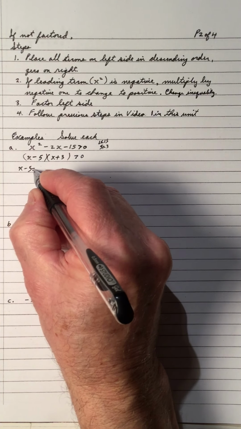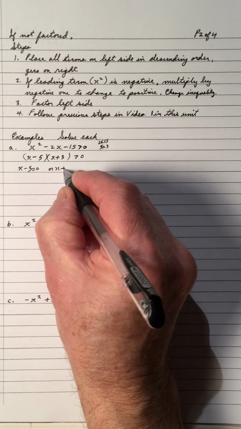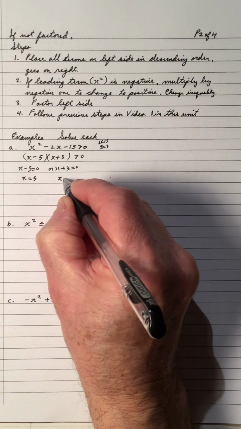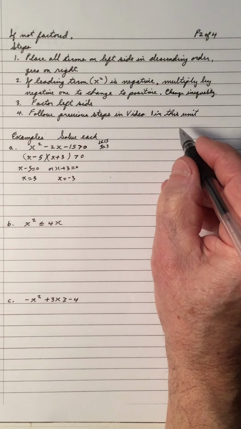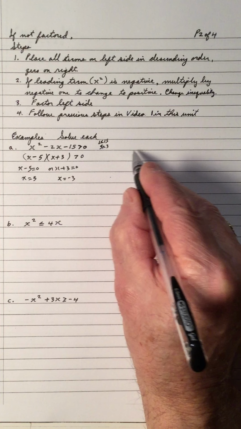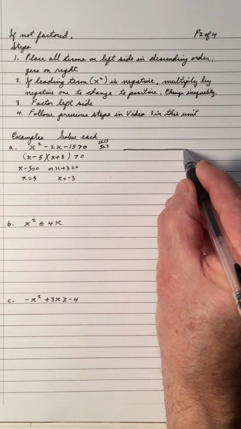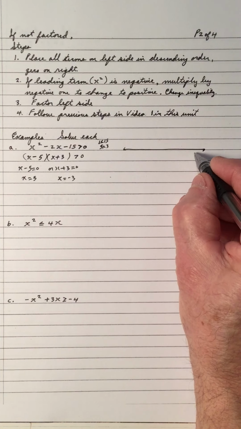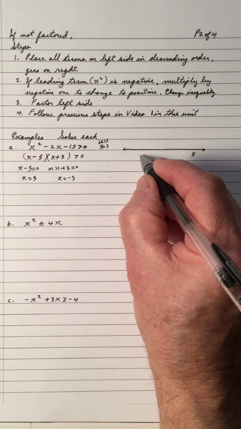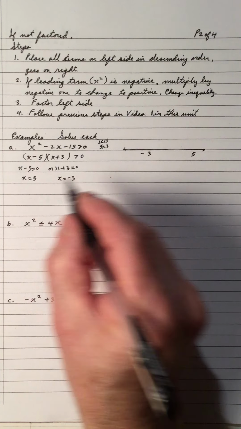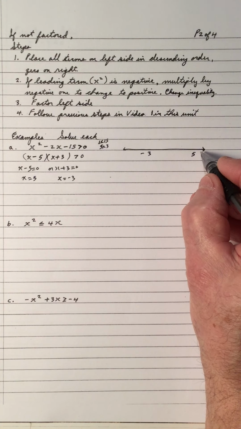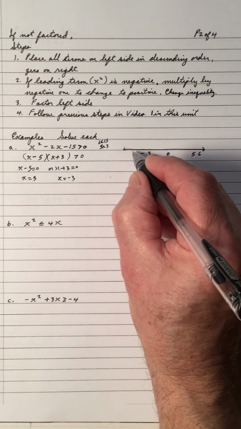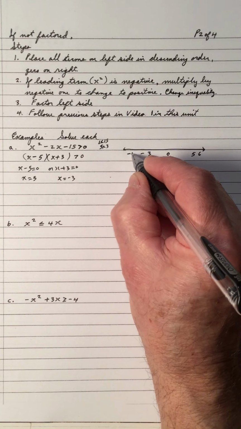So x minus 5 equals 0, or x plus 3 is equal to 0. X is 5, or x is -3. Now we have a number line. So we'll draw a number line now as we did in the first video. And we have a 5, and we have a -3. So we'll put some numbers to the right of 5. We'll take a 6. In between -3 and 5 we have a 0. And to the left of -3 we'll take a -4.